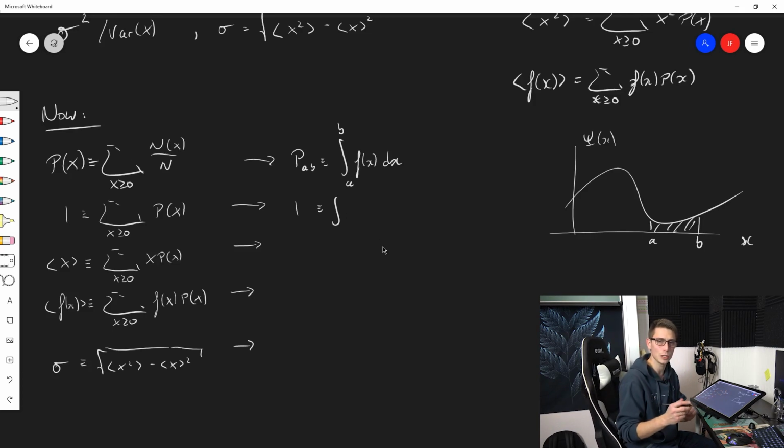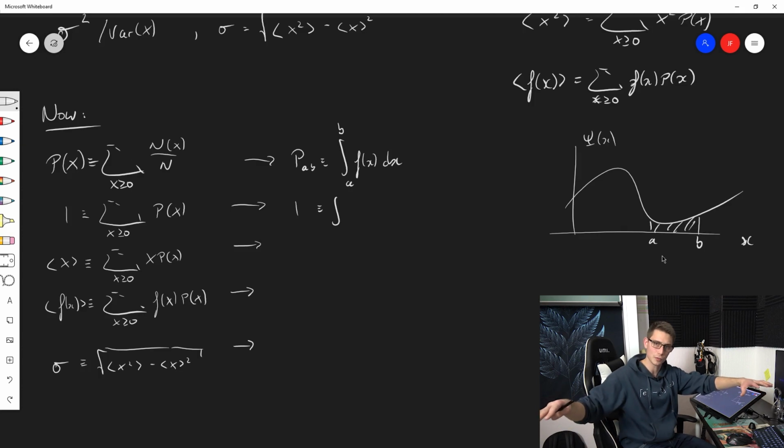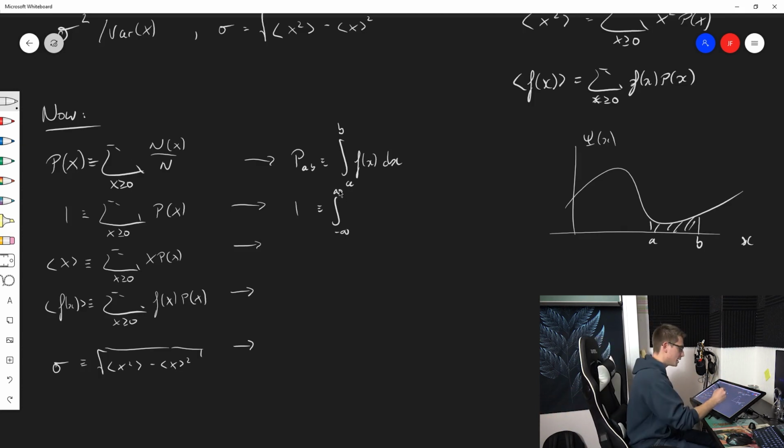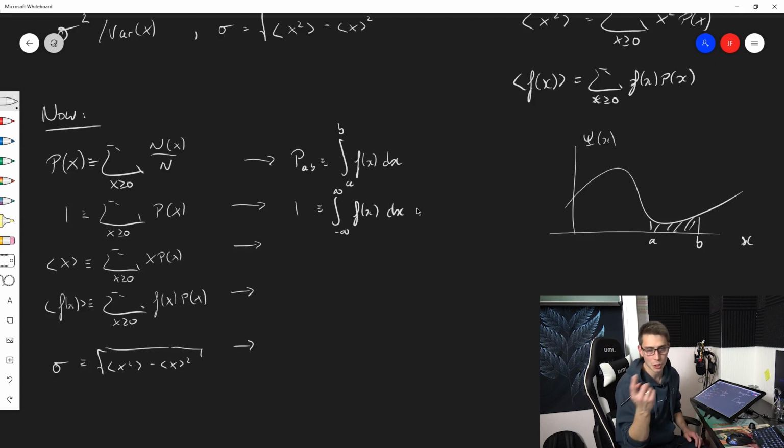Meaning 1, in our case, can be defined as the integral over the whole of R, basically over the whole real number line. We want to normalize it over the whole interval from negative infinity to infinity of f of x dx yet again. Put your wave function into here and find out your constant a, which is the normalization constant.